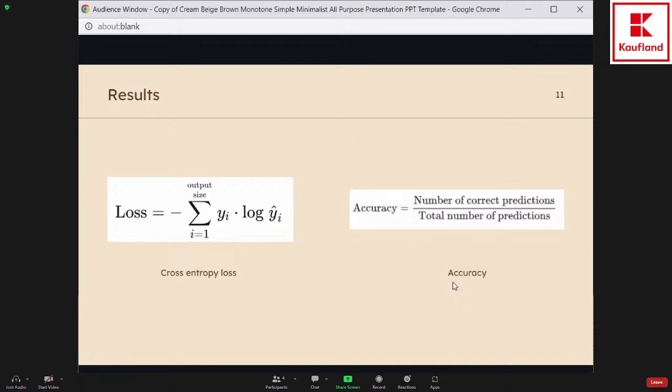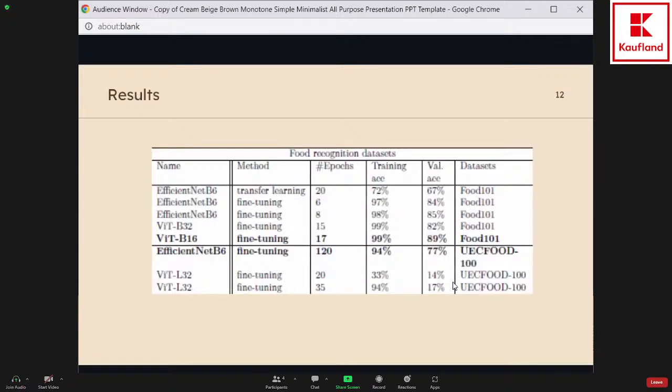And in the end, we evaluated the model in a more human-readable way using accuracy: the number of correct predictions divided by the total number of predictions done by the model. Not so complicated. And now are the results of the experiments, which I didn't talk about, but I will now. The first one is the EfficientNet B6 with the transfer learning approach.